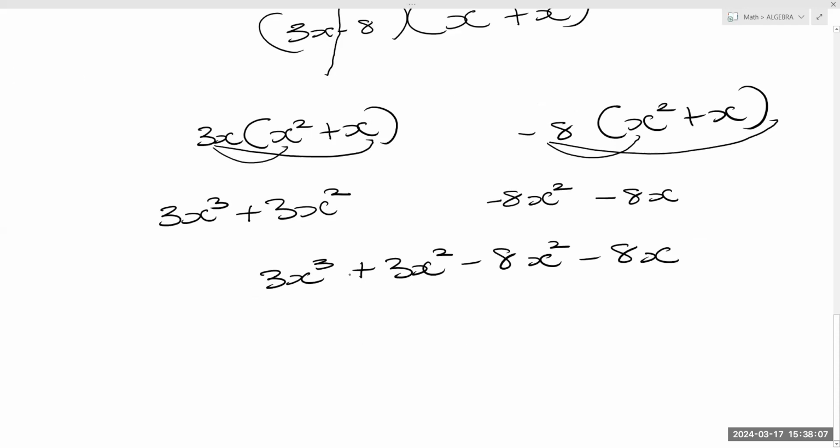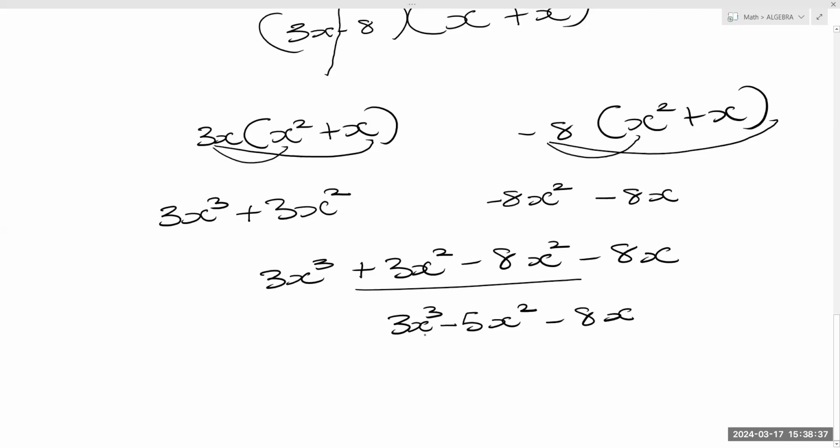Okay, so we can deal with these ones. 3x squared minus 8x squared. They have the same term, which is x squared, with the same variable. So 3x squared minus 8x squared would be negative 5x squared. So we have 3x cubed minus 5x squared minus 8x. So now we're done with the first step.